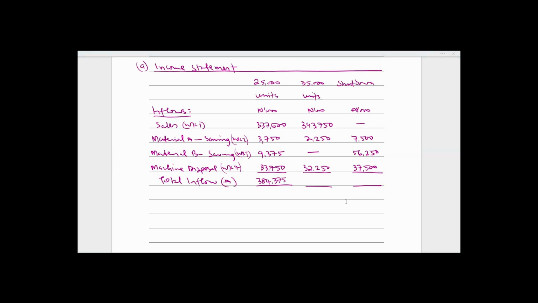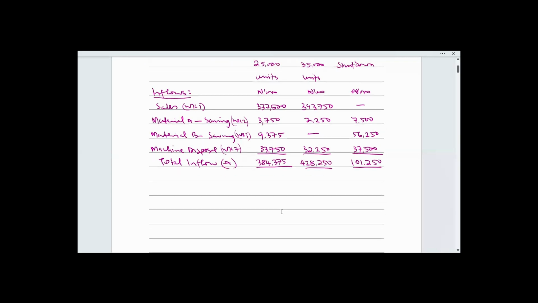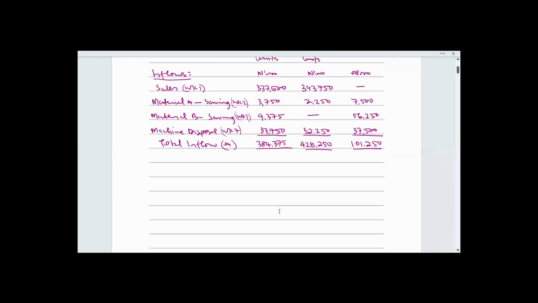For the shutdown, 101,250. For the 35,000 units, 428,250. Thank you, guys. You have made my job easier instead of scrolling down. Okay, then. So this is total inflows.